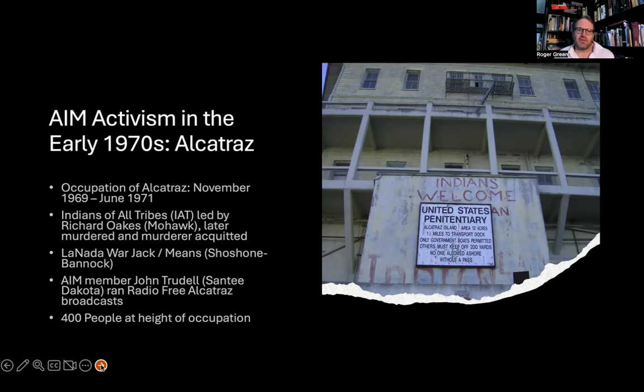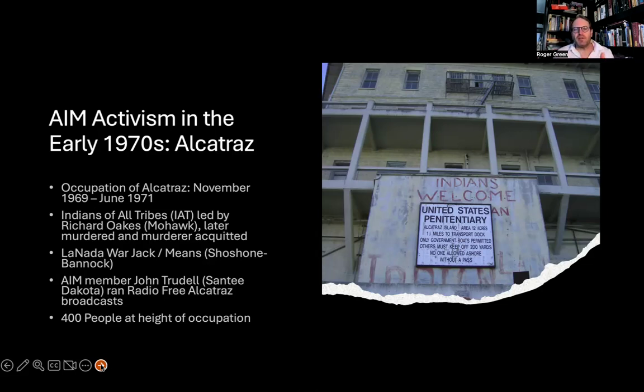The occupation lasted from November of 1969 to June of 1971. Indians of all tribes were led by Richard Oakes, who was Mohawk and who was later murdered, and the murderer of Richard Oakes was acquitted. Another leader in the movement was LaNada Warjack, who later marries Russell Means, who becomes LaNada Means, Shoshone and Bannock. We see the AIM member John Trudell, who's Santee Dakota, ran Radio Free Alcatraz broadcasts, and we see that there were 400 people at the height of the occupation.